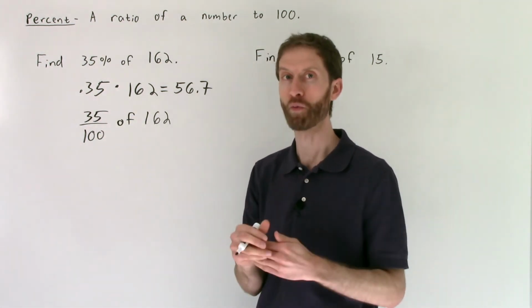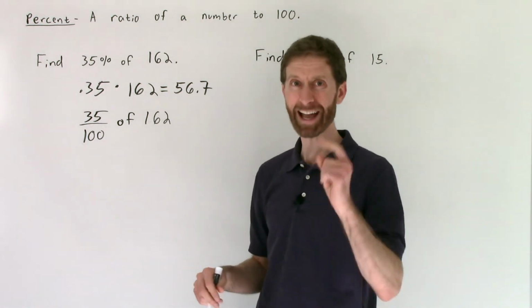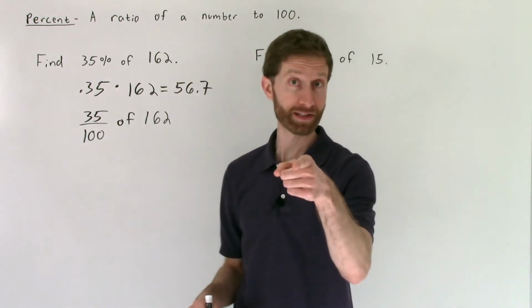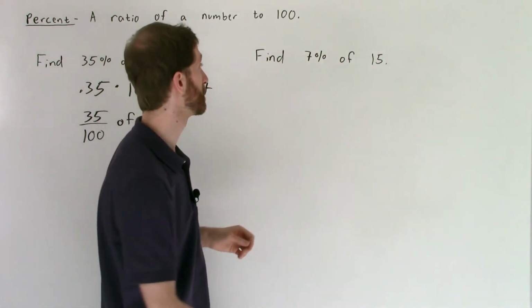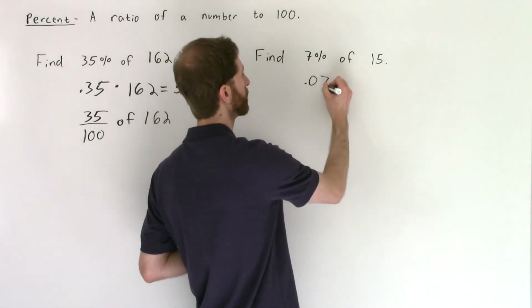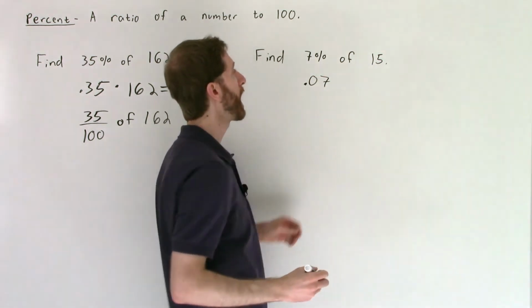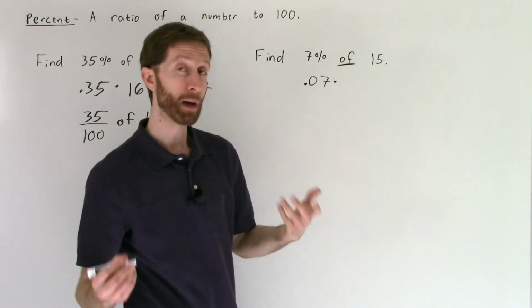So a brief review of why it works. If you're good with that, great. If not, and you're like, I need one more, here we go. Second example, 7% of 15. To do that, I convert this into a decimal, which is 0.07. And I'm going to multiply that, the word "of" means multiplication, by 15.